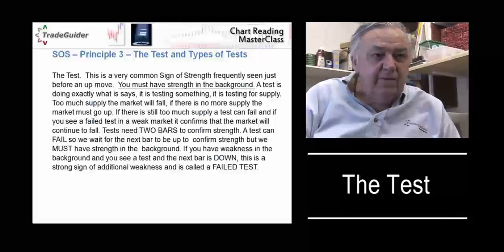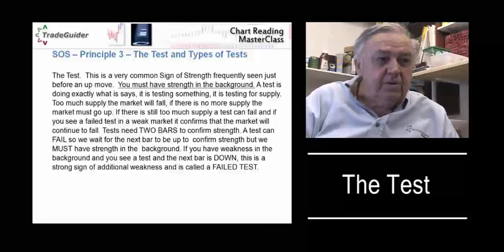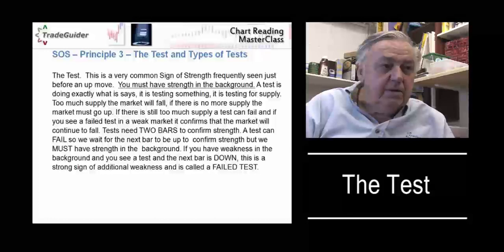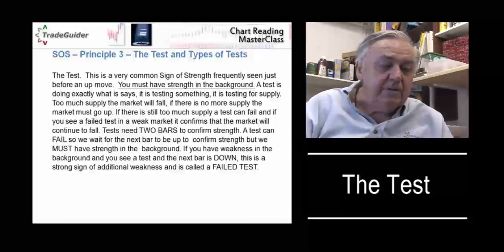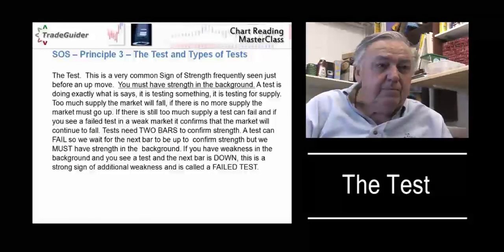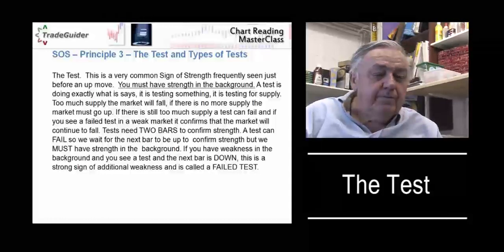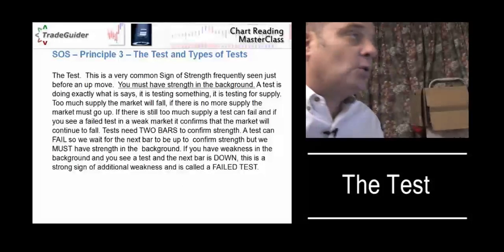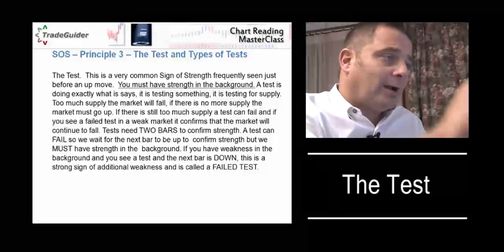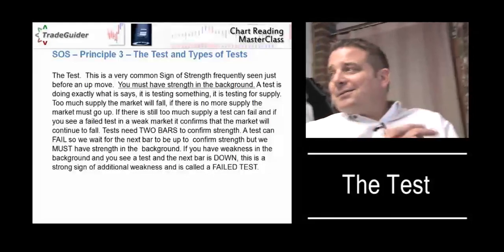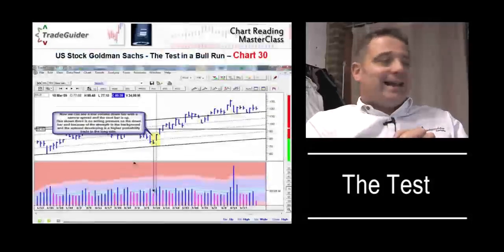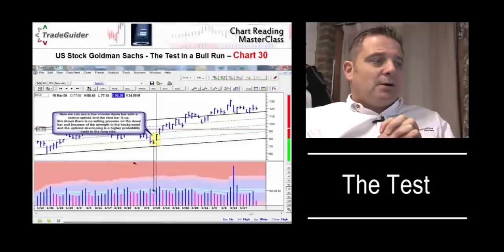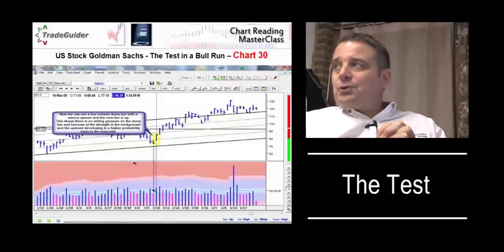Yeah, we've talked about anything high volume and up bars. Especially if they're narrow spreads, especially if they've got signals on them, that's weakness. And I've said here, if you have weakness in the background, and you see a test and the next bar is down, this is a strong sign of additional weakness and it's called a failed test, rightfully. This is what everybody's been waiting for, the test.